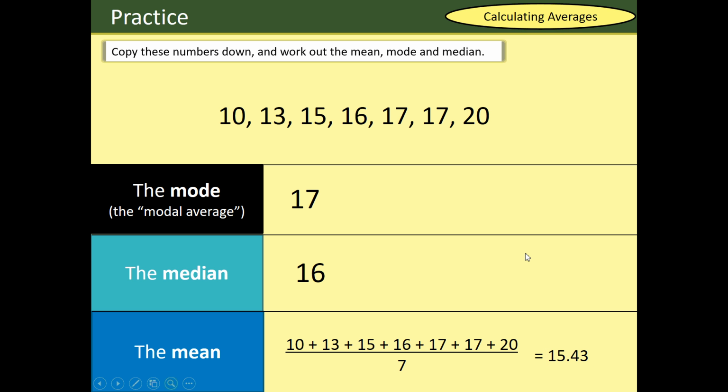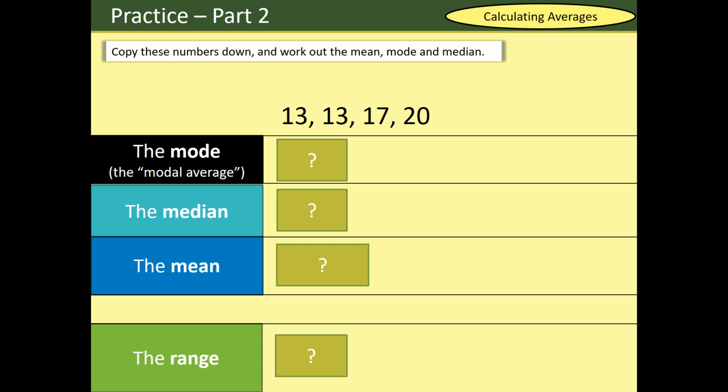Now, if we haven't got any information about the data, if we can't see that anything's bigger or lower than the others, any one of these averages could do, and we tend to default to using the mean. It's the one that people most often expect us to use. So, another one for you to practice, and you'll see I've put the range in at the bottom, a bit of a throwback to yesterday's lesson. Pause for a moment, let you have a go at that.